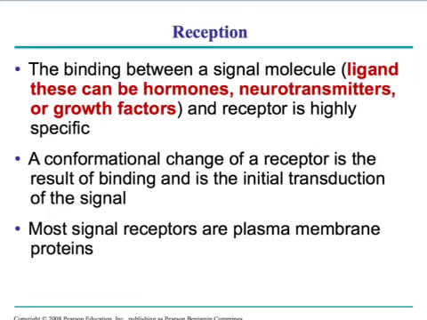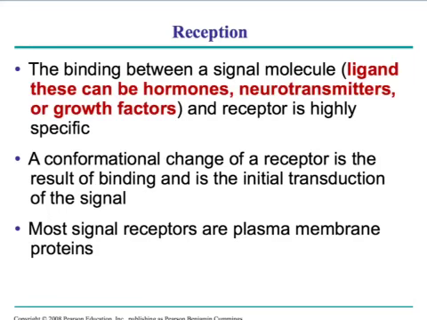The receptors are very specific. They're not going to bind just anything that happens to float by and end up in their little active site. They're going to bind specifically to certain signal molecules. Once that molecule binds, it's going to result in a conformational change of the receptor. So the receptor might actually move, or it might change the shape of its active site or the whole protein, and that is going to start off the transduction of our signal. All right, so that's step one.